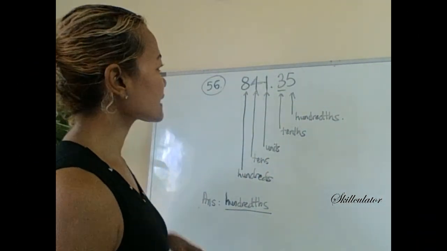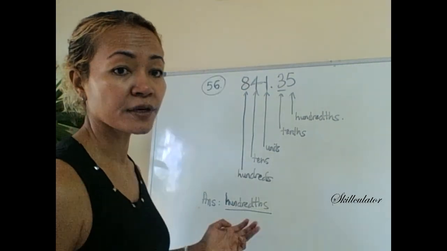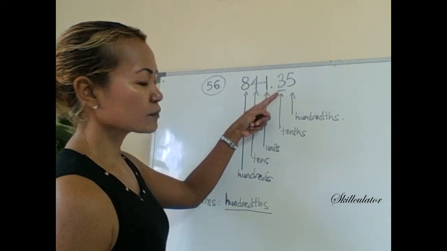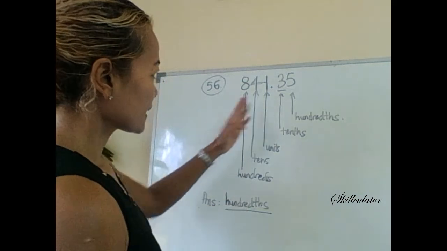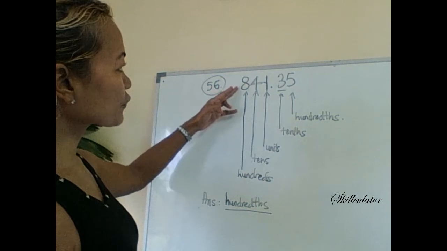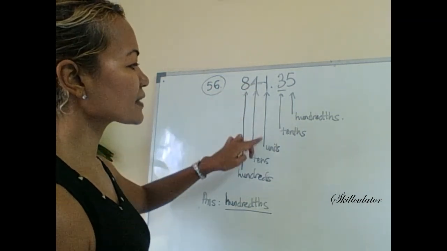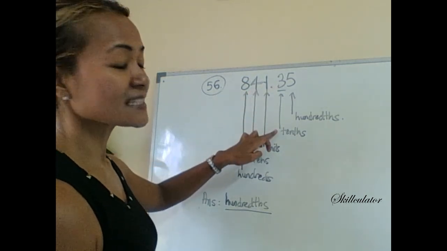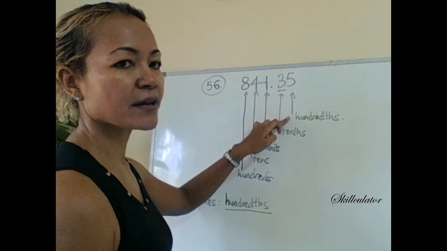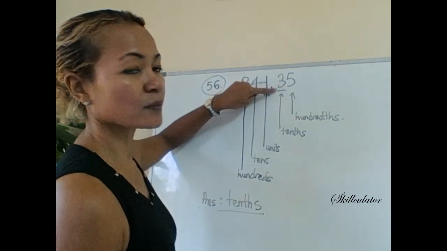In number 56, you're given 841.35, and you're asked what is the place value of the 3. Okay, remember there's a decimal point there between the 1 and the 3. So if we go from this side, the 8 is in the hundreds, 4 is in the tens, 1 is in the units column, 3 is in the tenths, and 5 is in the hundredths. So the answer is tenths, because that's what they want, the 3.